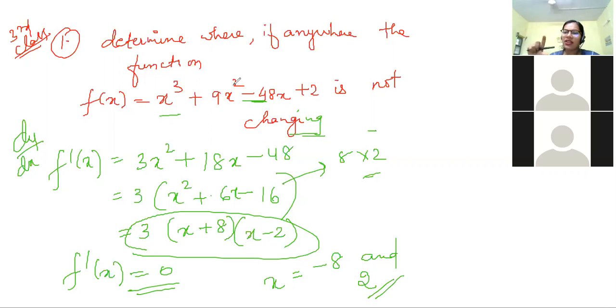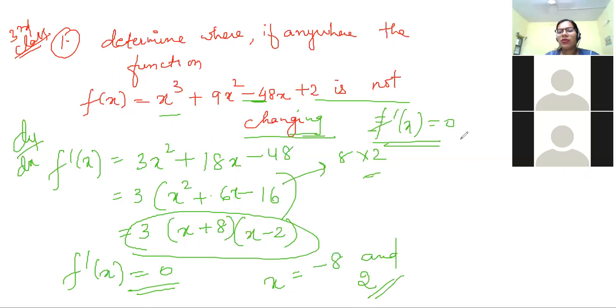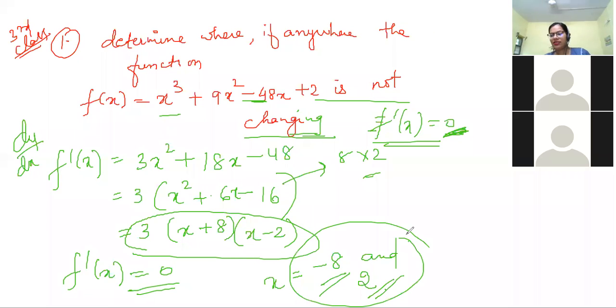So the space which is given in the exam, the question will be given and this much space will be given for you to solve it. So this has to be done in 2-3 steps only. Is it clear to everyone? What you have to understand is that not changing means you have to make your f dash of x equal to 0. Because if it is 0, it is not changing. So that's the interpretation of the question. So you get your values as x equals minus 8 and 2. So this is your answer.